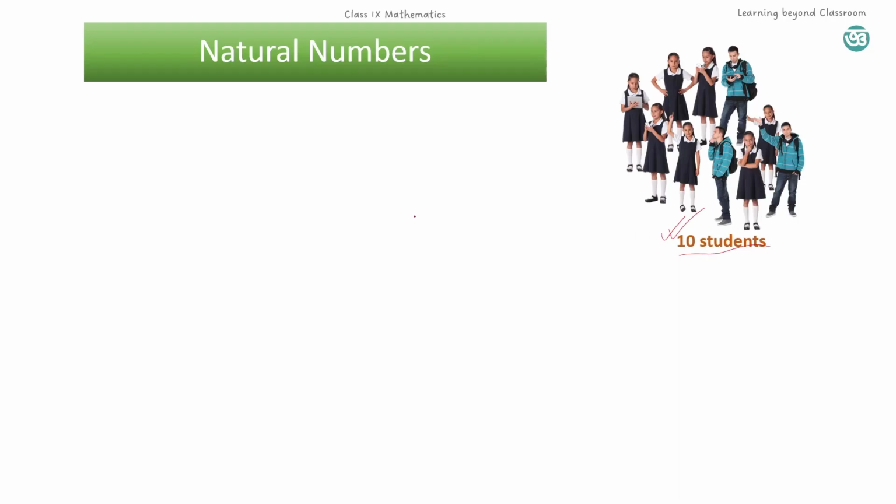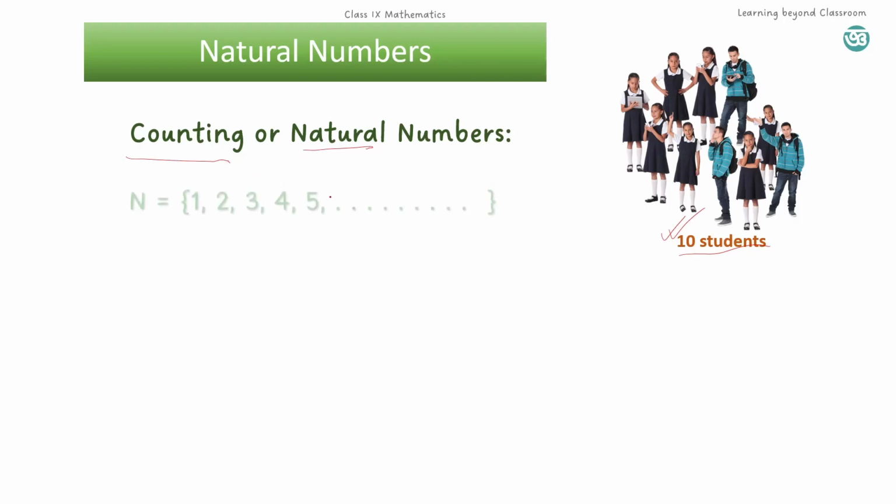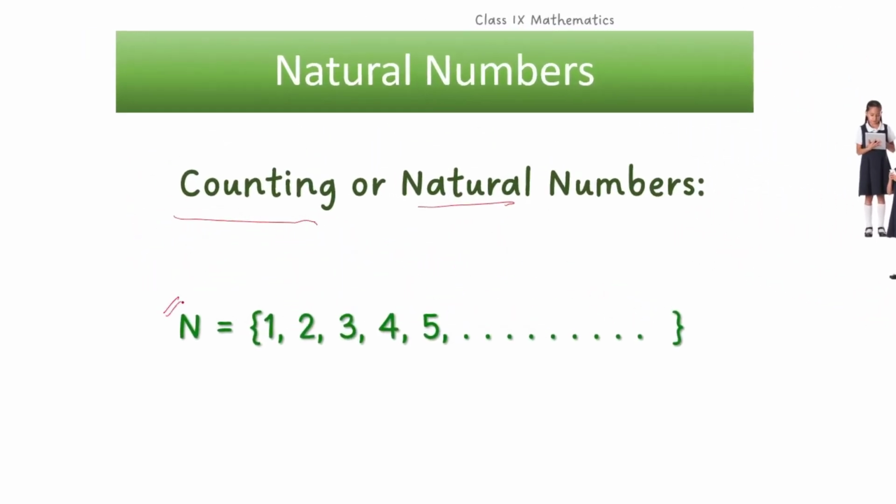We have to count from 1. So all numbers starting from 1 onwards up to infinity are called the natural numbers or counting numbers. And they are generally represented like this: N is the set of all natural numbers, and within these two brackets we write all the elements. There are infinitely many natural numbers, but the starting number is 1.